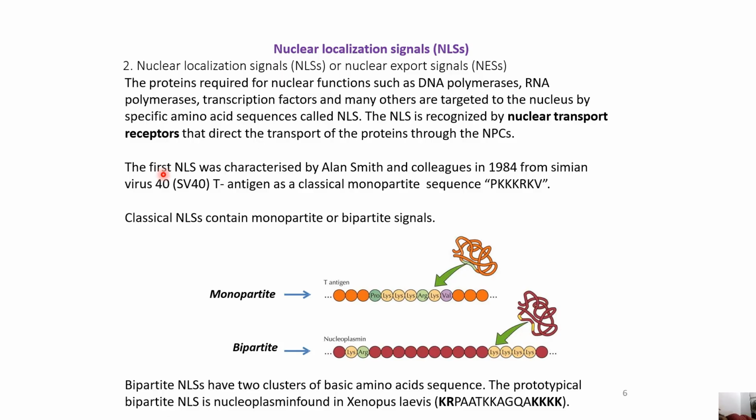So the first NLS was characterized by Alan Smith and colleagues in 1984 from simian virus SV40 T antigen as a classical monopartite sequence. So classical NLSs contain monopartite or bipartite signals. Now bipartite NLSs have two clusters of basic amino acid sequences. The prototypical bipartite NLS is nucleoplasmin found in Xenopus laevis.